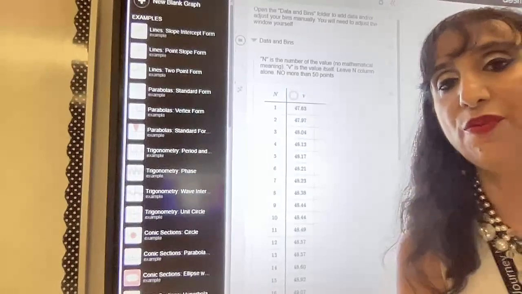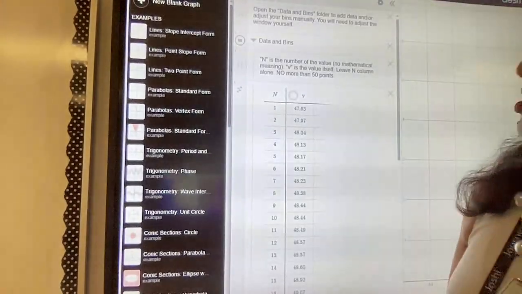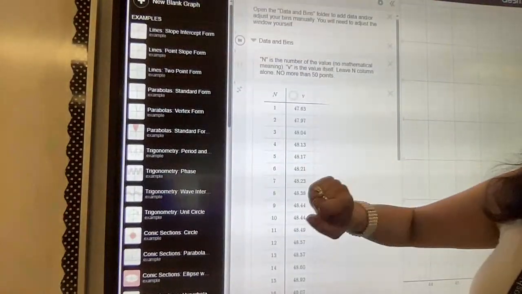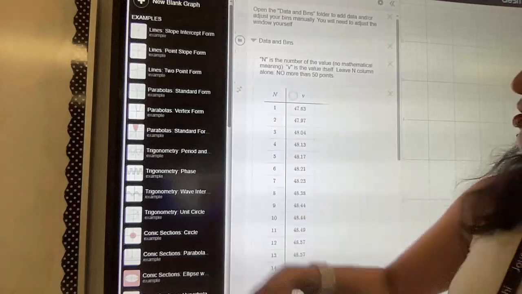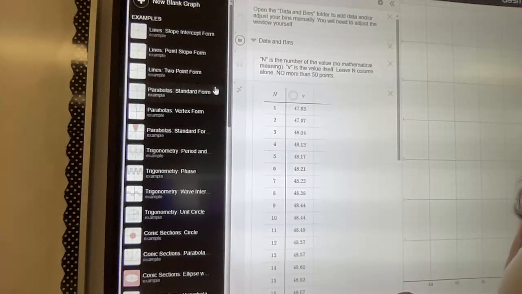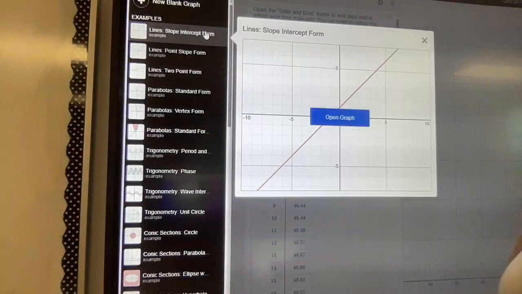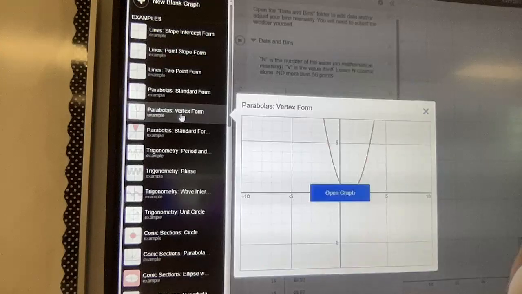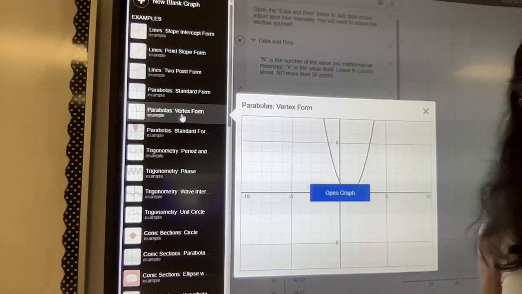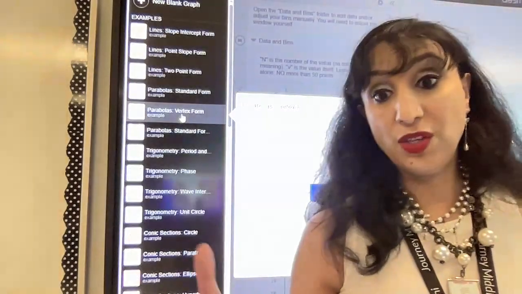The point slope form, the slope intercept form, the parabolas, vertex form, etc., etc. So you just have to write out the function and it will plot it for you. Okay, so there are so many different things that you can do with these over here. So look, this is a good one to use.